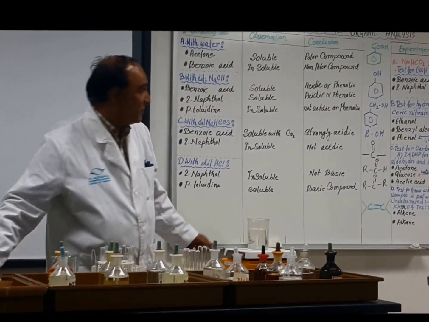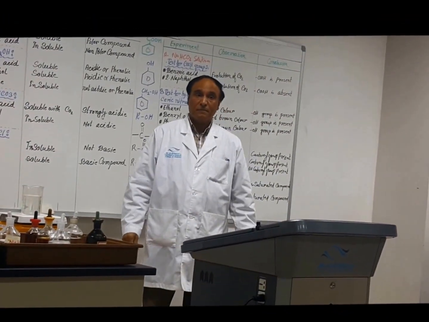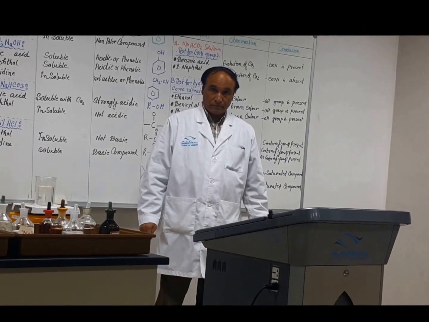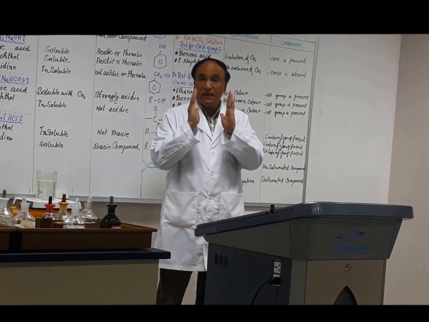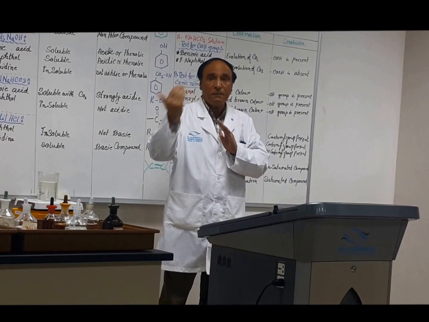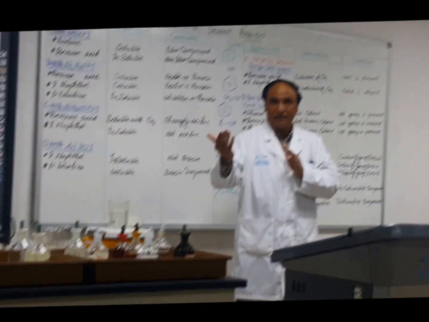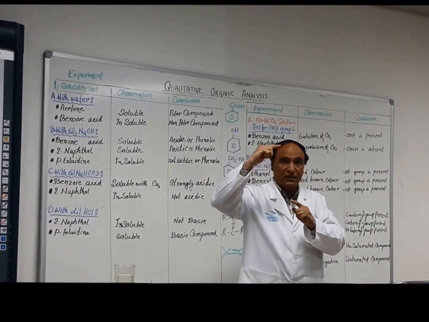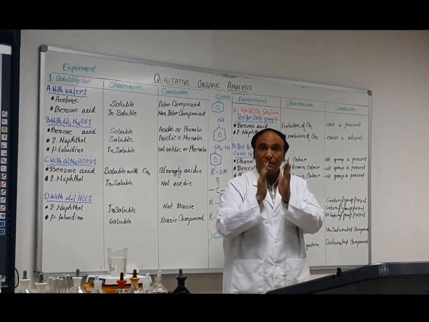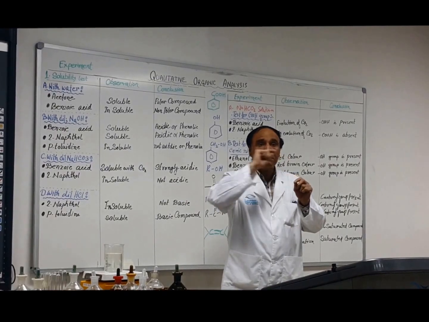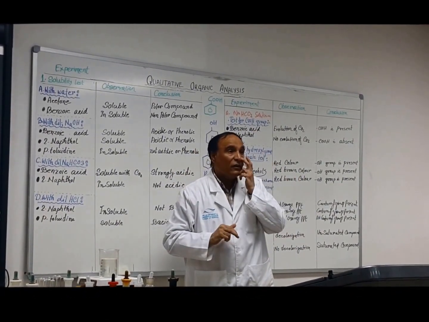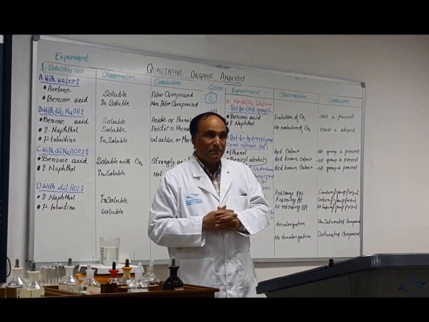The next test is for the unsaturated compounds. What does unsaturation mean? It's not completely bonded. If there is a carbon-carbon double bond or carbon-carbon triple bond, alkene and alkyne, it is unsaturated. Carbon-carbon double bond, not carbon and oxygen, not carbon and nitrogen. And if there is a carbon-carbon single bond, alkyl, it is saturated.